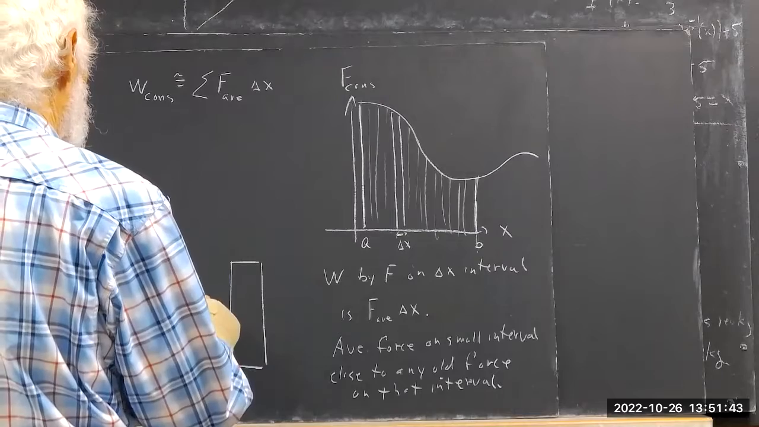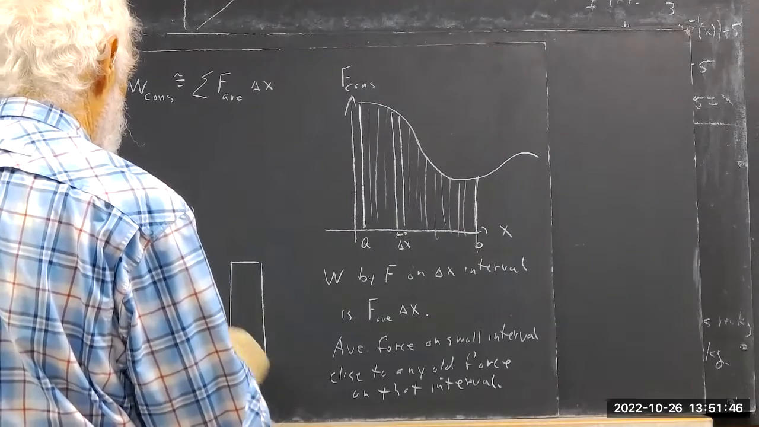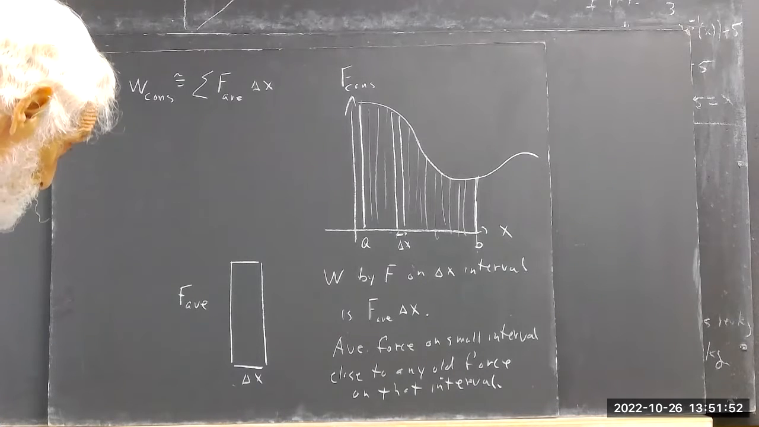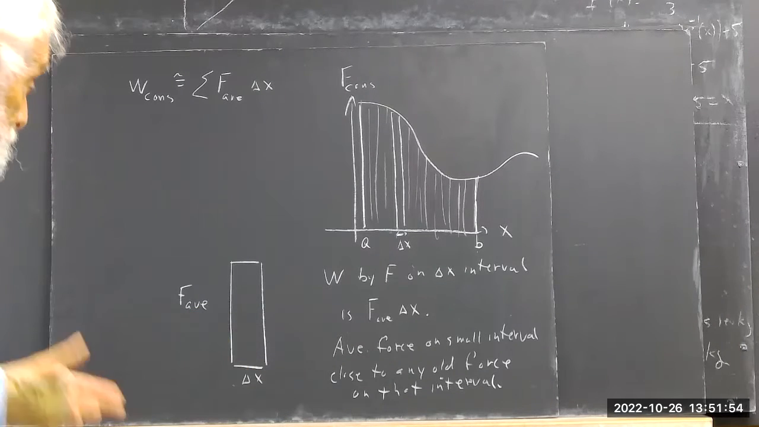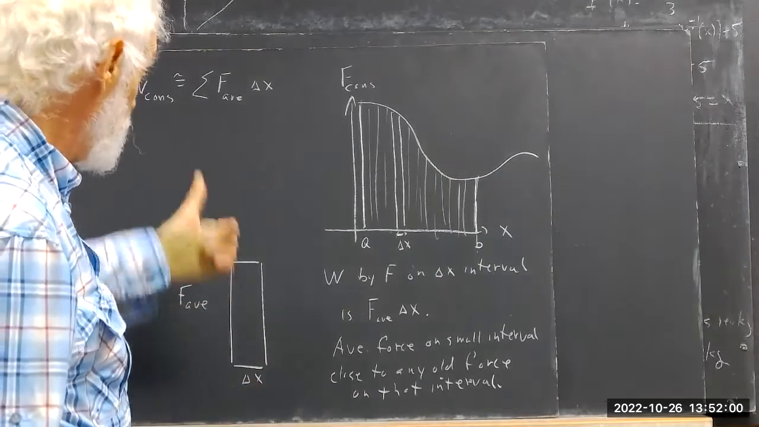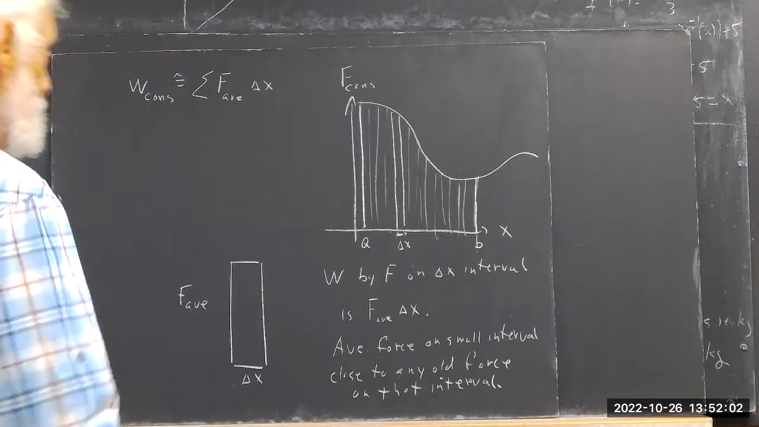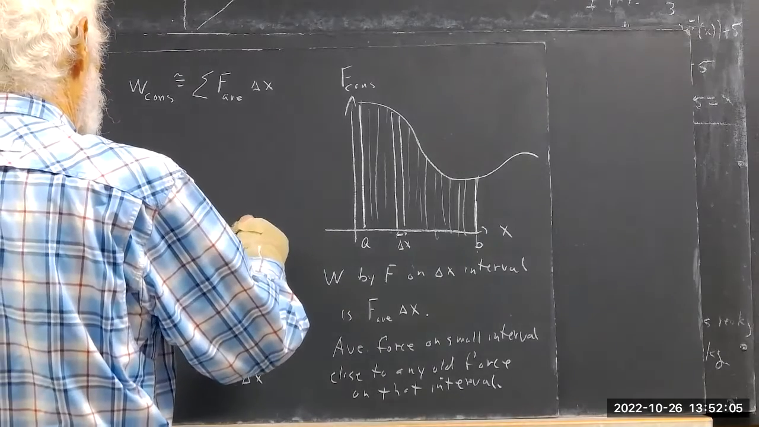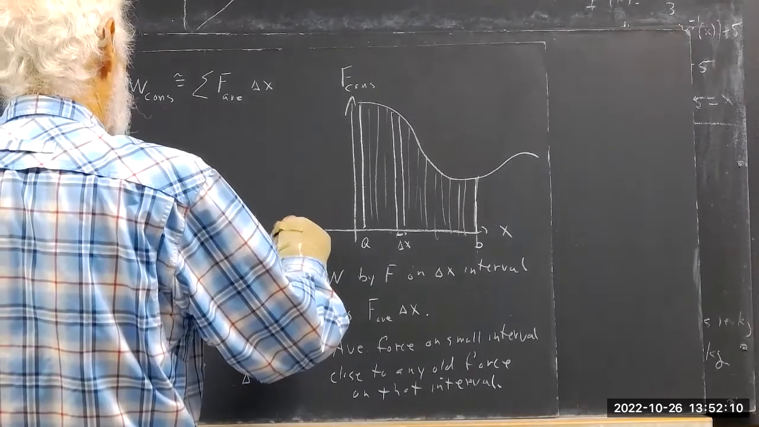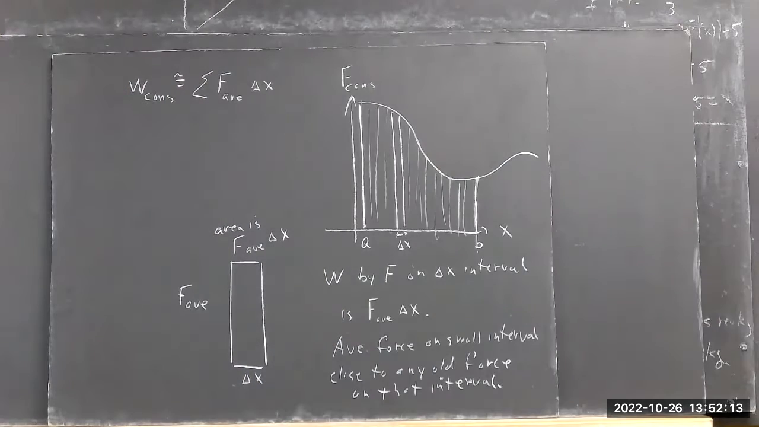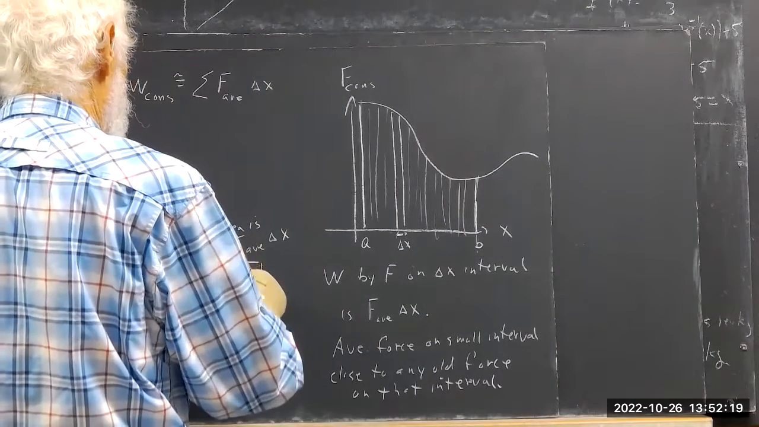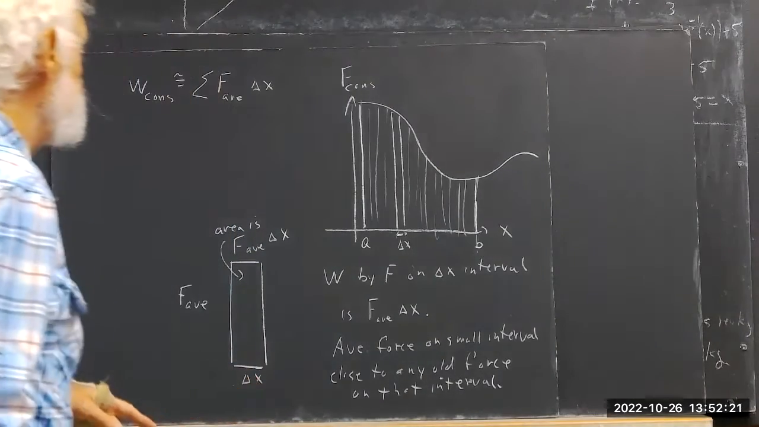Now, if I have a rectangle, F average by delta X, what's the area? Well, area is length times width. So that's the length and that's the width. Okay. So in any one of these, the area is average force times delta X.